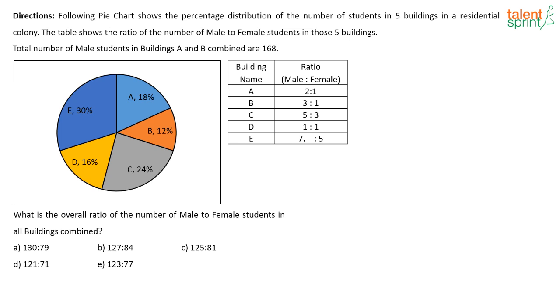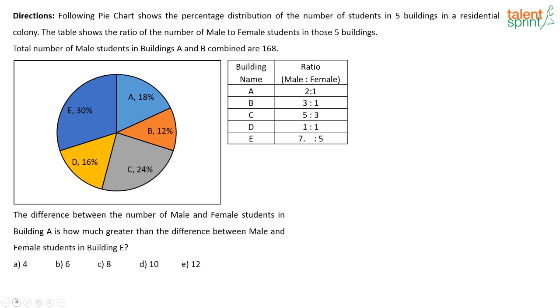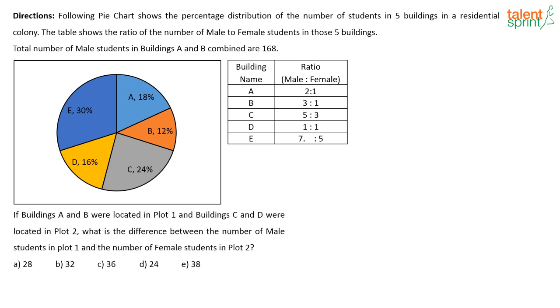Now look at the second question. What is the overall ratio of the number of male and female students in the buildings combined? Again, for this you have to find the total number of males and the total number of females in the buildings. Then the third question: the difference between the number of males and female students in building A is how much greater than the difference between males and female students in building E? I am just skimming through the questions, okay? I will tell you why I am doing that.